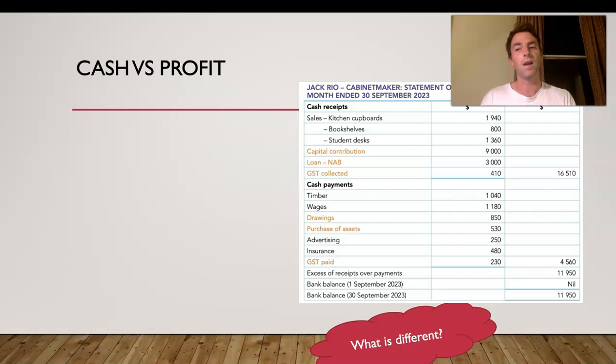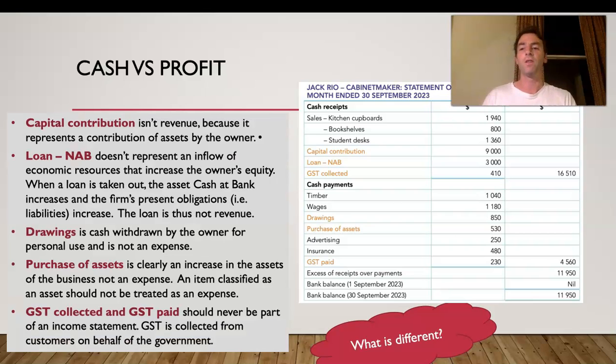So let's go through why. And we'll go through this quickly. This would be a good one to pause to reread and update your notes. Capital contribution, $9,000 of cash was received due to capital contribution. This isn't revenue though, because it's a contribution of an asset by an owner. There's a specific definition in our revenue that says capital contribution is not revenue.